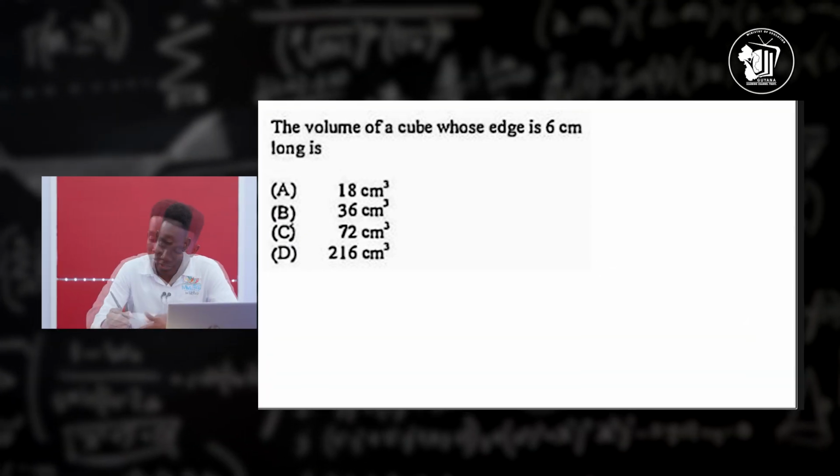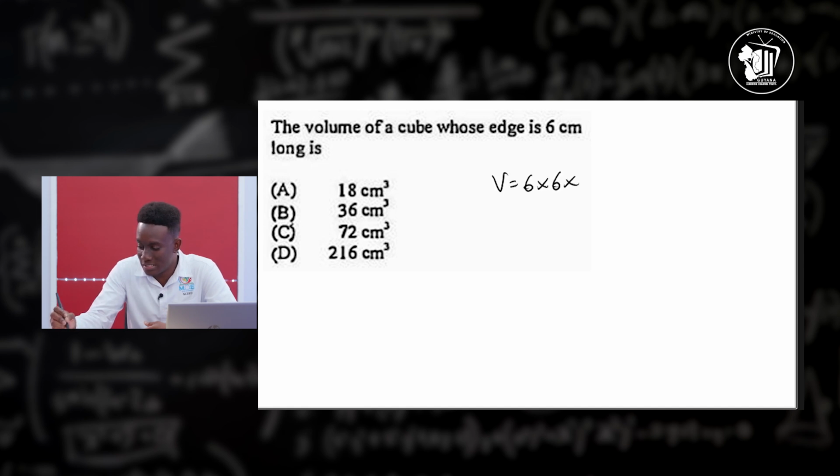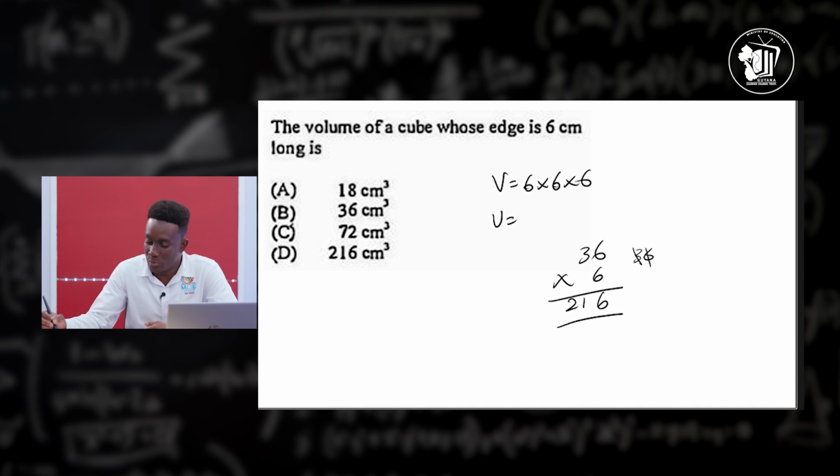So this question says, the volume of a cube whose edge is 6 cm long is. So this one is nice and easy. To find the volume of a cube, it's simply length times length times length. So if here the edge is 6 cm, the volume will simply be equal to 6 multiplied by 6 multiplied by 6. So the volume is equal to 6 times 6 is 36. And 36 multiplied by 6 would give me 6 times 6 is 36. So let's cross out that 6. 6 times 3 is 18. 18 plus 3 would be 21. So it's 216 cm cube, which will simply be equal to 2D.